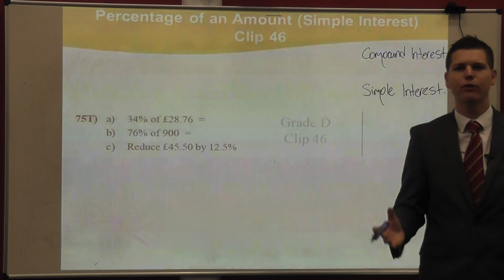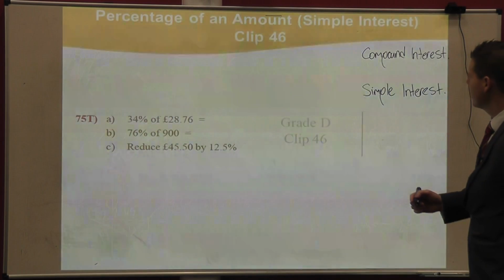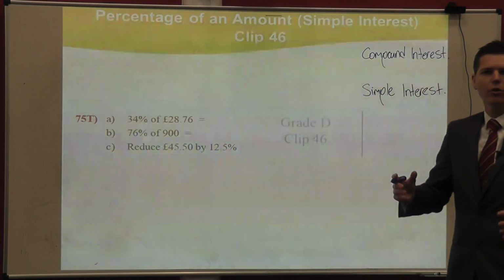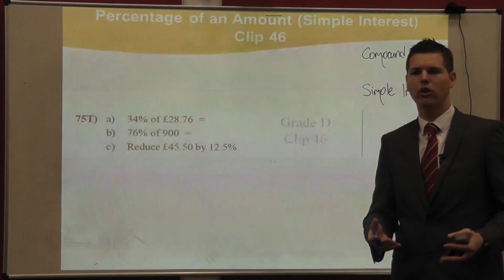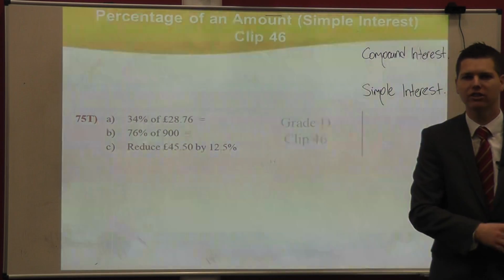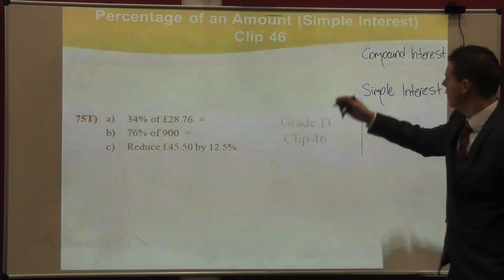Now there's a key difference between compound interest and simple interest. Compound interest is where year on year we have to calculate what we've got. And year on year, you get an increase. So we sit here and we work out how much we have year one.